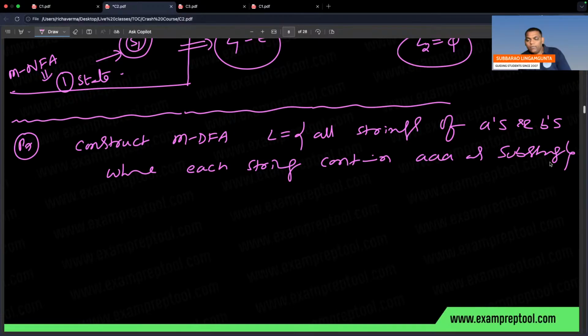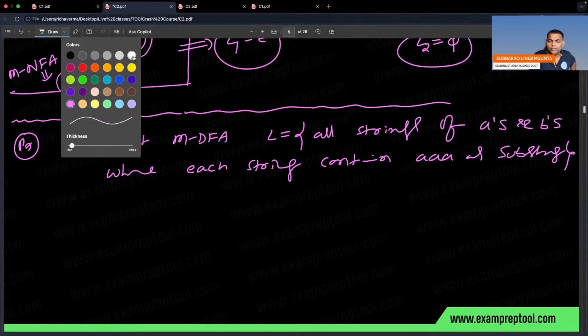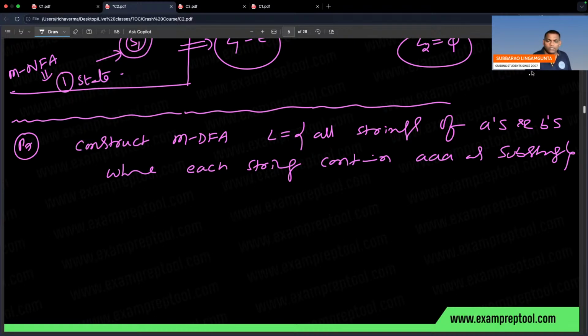Construct a minimal DFA for the language L equal to all strings of A's and B's where each string contains triple A as a substring. If any problem is given, let us assume you don't know anything. How do you construct an automaton for this? Everyone try to understand. Please follow like this.